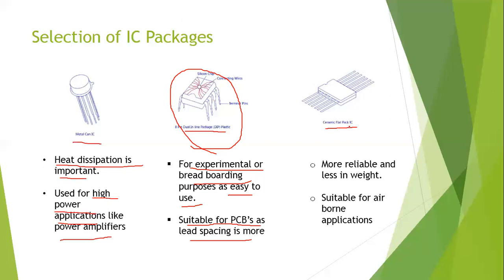Whereas ceramic flat type ICs are used because they are more reliable and lighter in weight, and they are suitable for airborne applications. So they are mostly used for industrial purposes. In academic settings, that means for studies or laboratory purposes, we will be using the dual inline package, whereas for industrial purposes we will go for airborne applications. Sorry, this is the flat package IC technology. So this is about the different types of ICs based on IC packages or technology.